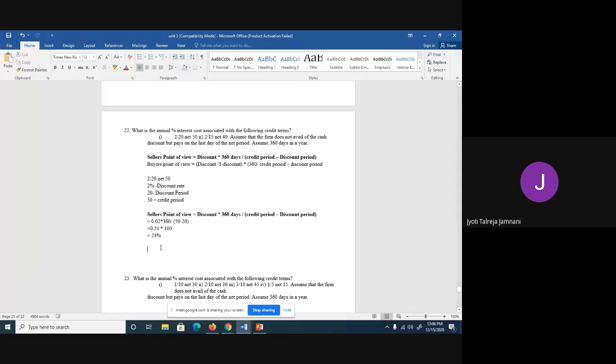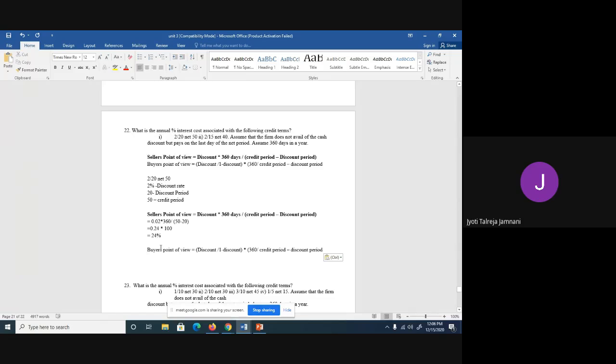Now we'll do it from buyer's point of view. From buyer's point of view, the formula changes a bit. So it is discount divided by 1 minus discount. Discount is 0.02, divided by 1 minus 0.02. We have to solve that bracket first, then multiply it with 360 divided by credit period minus discount period, so 50 minus 20.